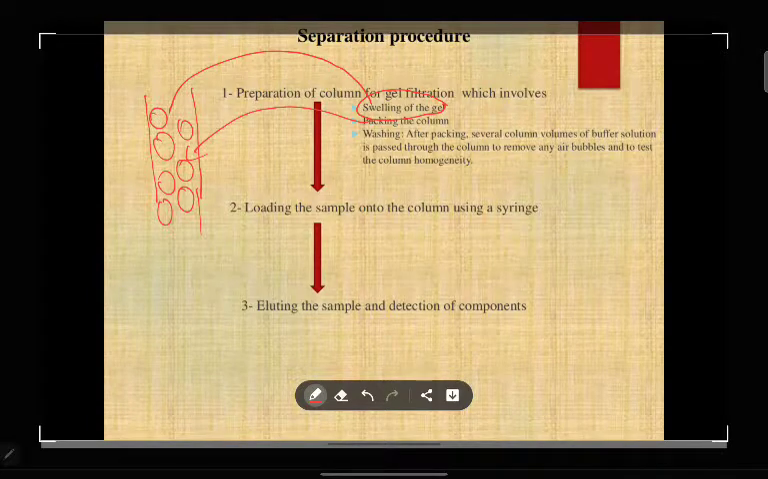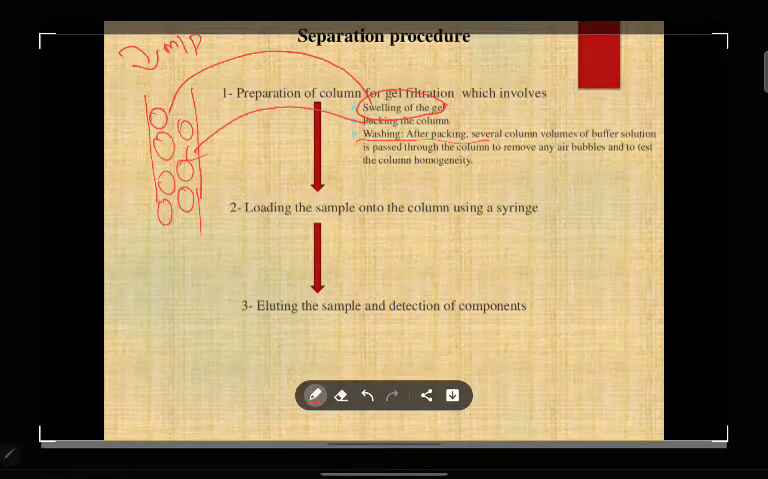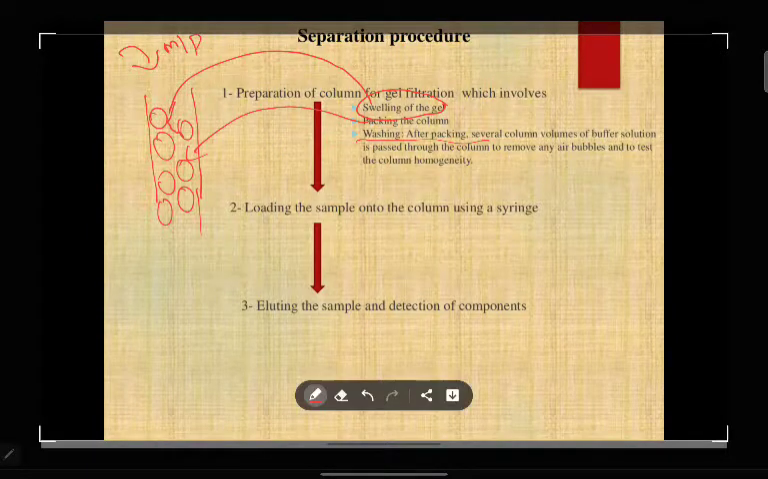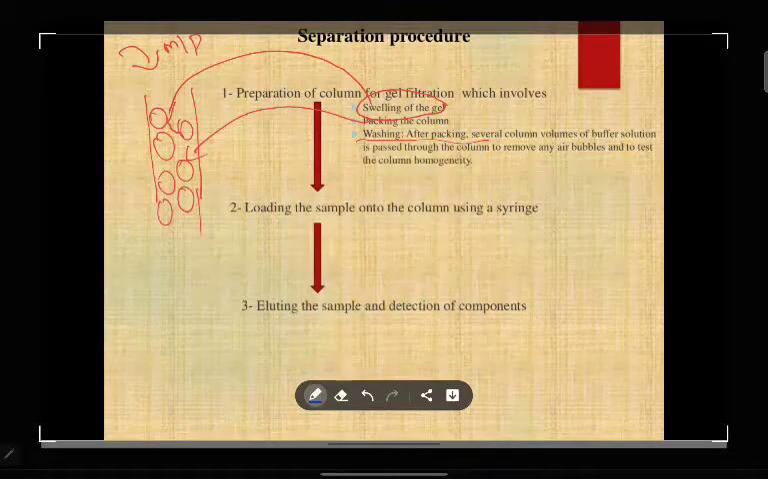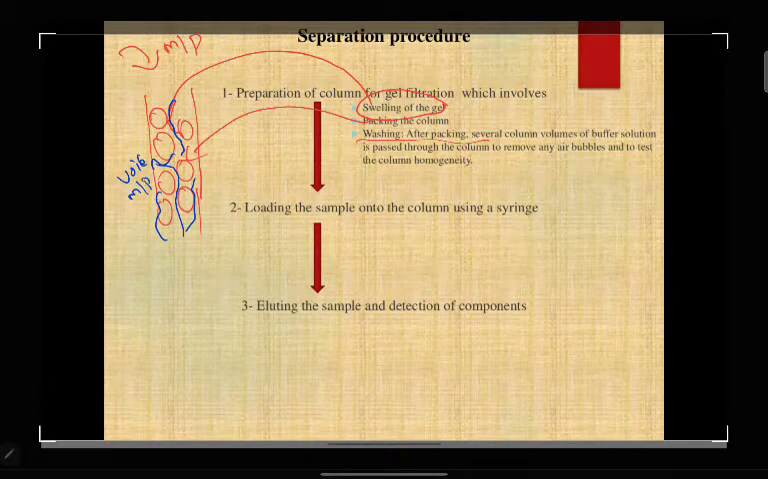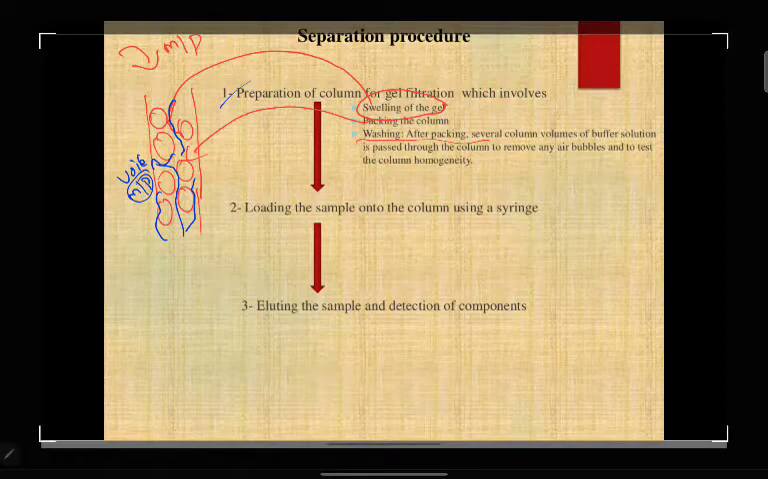After packing, what we have to do? You have to saturate with mobile phase. Again you add some amount of mobile phase. That mobile phase you added will go and occupy the empty spaces in between your gel. That empty space volume is called void volume. So this empty space which is occupied by mobile phase, that volume is called void volume. First step over, preparation of column.